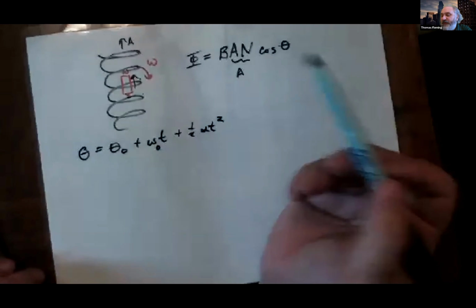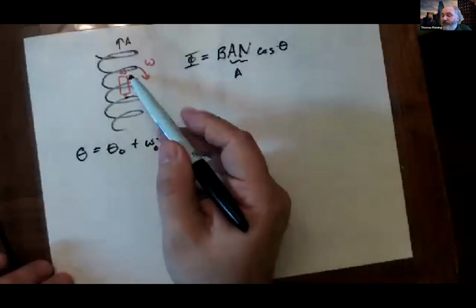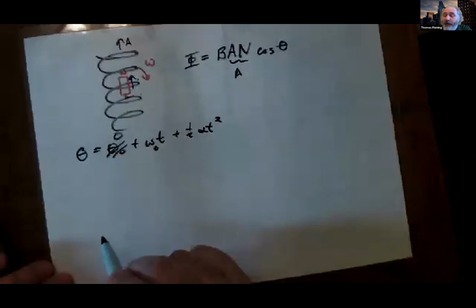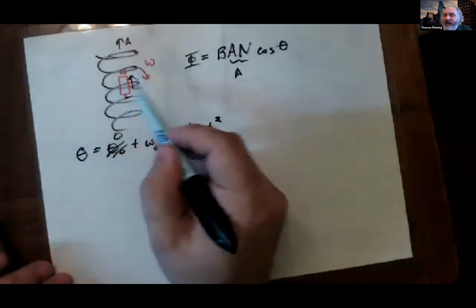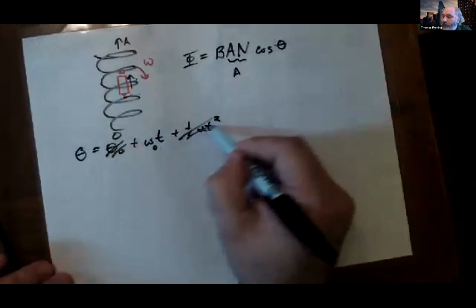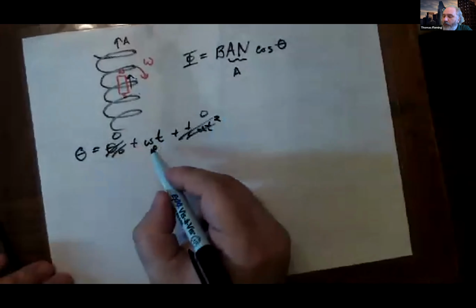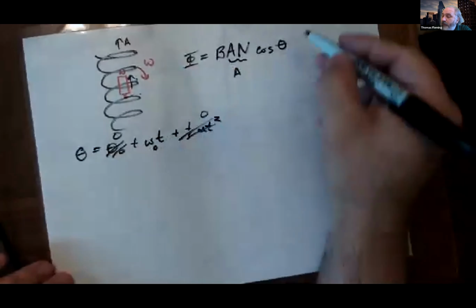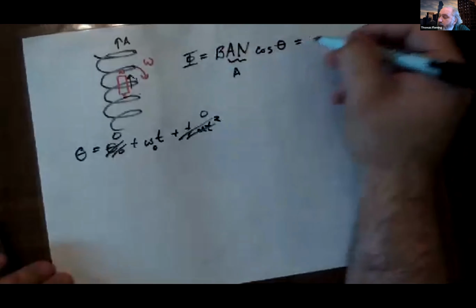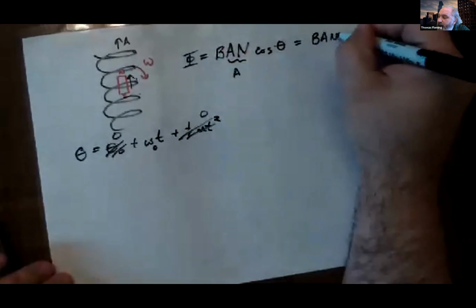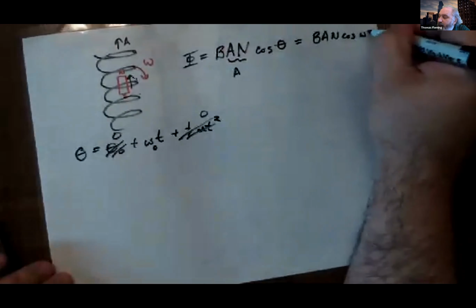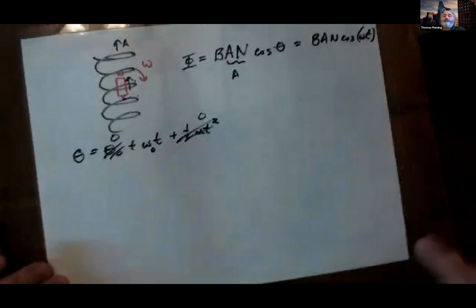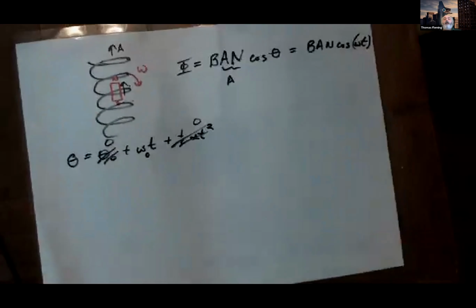Hopefully that rings some bells. Now, what's going to happen is I've conveniently started out with my original angular position being zero, so that's zero. And if I'm spinning it at a constant speed, the angular acceleration is zero, so that goes away. So theta is going to equal whatever angular velocity I've got, which is constant, times t. So I can replace this with BAN times the cosine of omega times t. So that tells me how much flux I've got at any given moment.